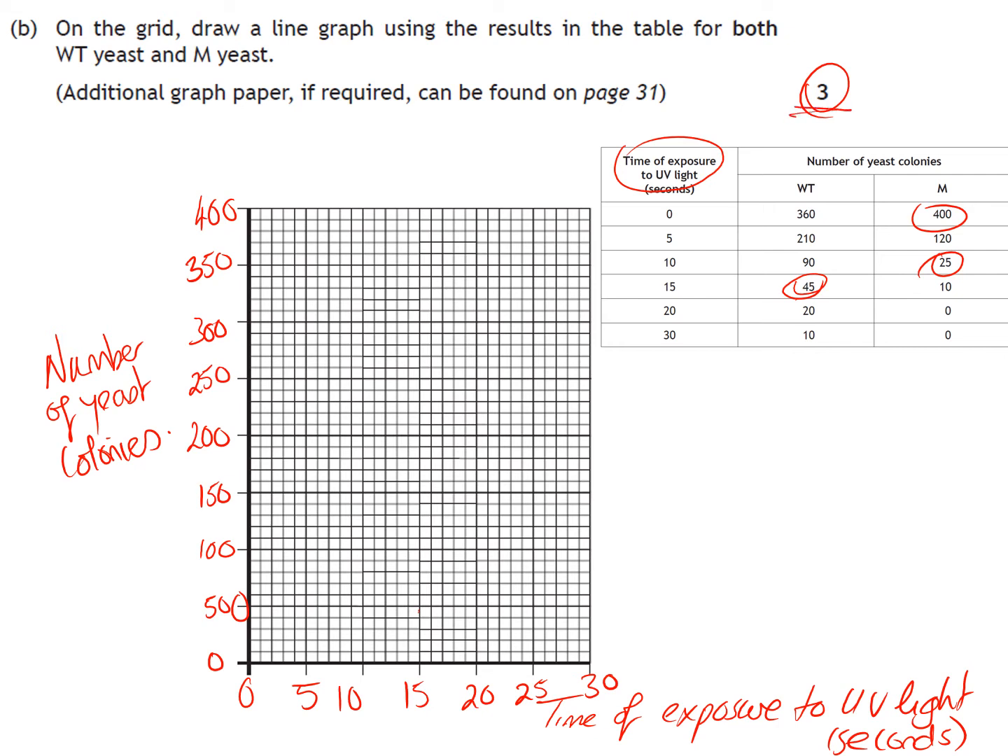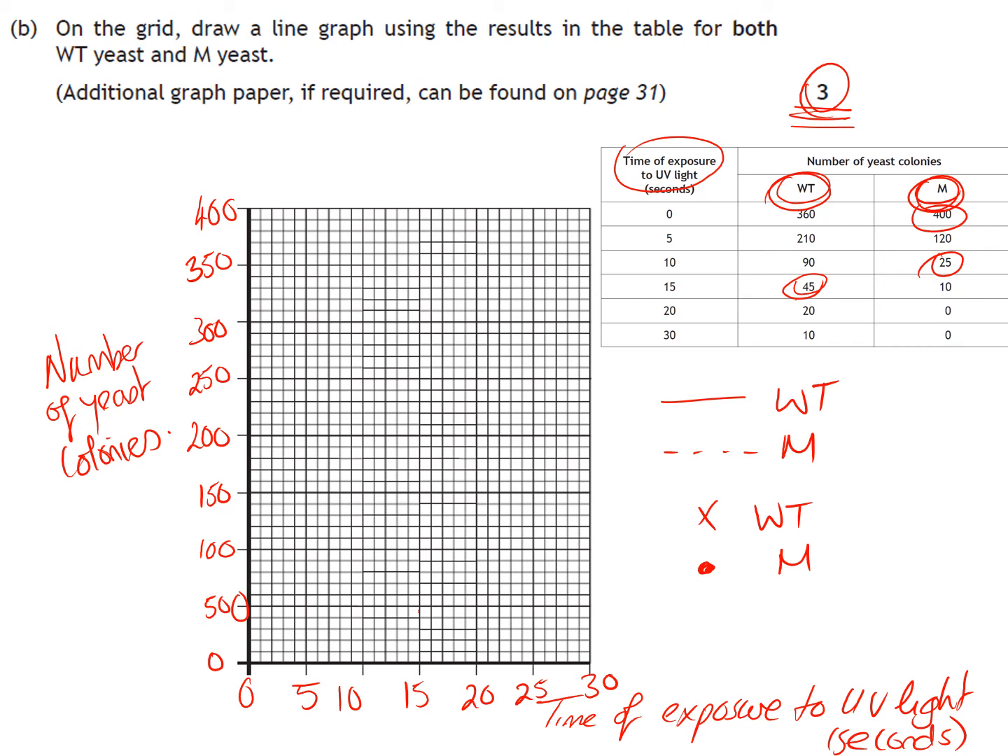And the reason it's worth 3 marks is because you have 2 lines. So you're going to have to label one of the lines as wild type and one of the lines as your mutant. So either that is with a key, so you might have this at the side, or you might have used different markers for it. Either a key at the side or at the end of the line, wherever it comes to.